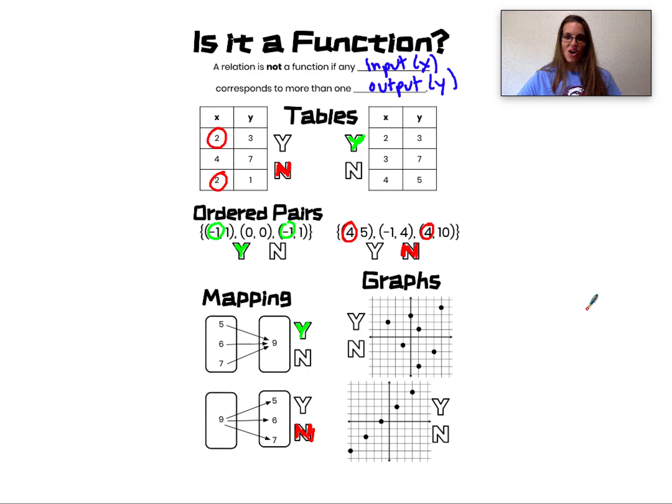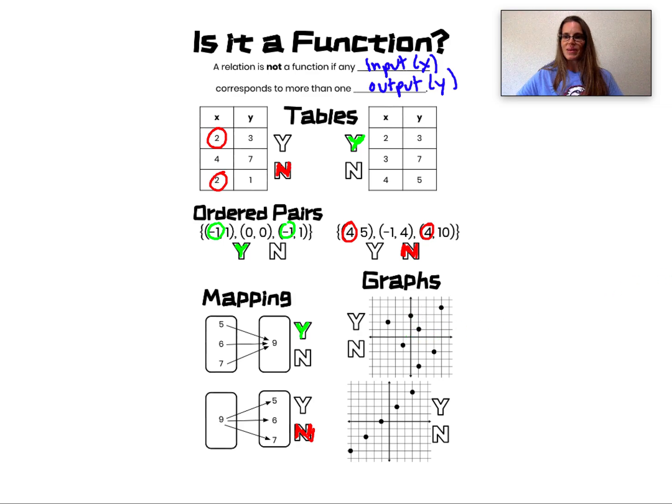Last 2 examples are graphs. What we're going to do to determine if a graph is a function or not is we're going to go from left to right, and we're going to see if any input, any x, has 2 different outputs. So this input of -4, -3 has only one possible output. This input of -1, only one possible output. Input of 0, one possible output.